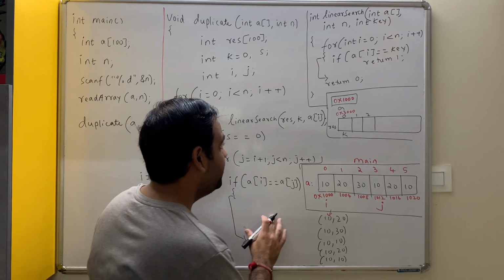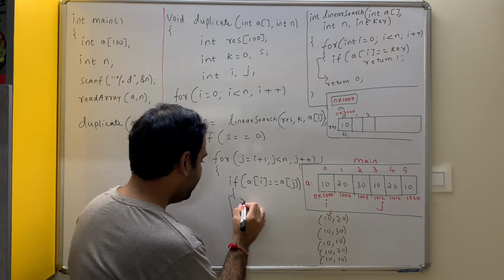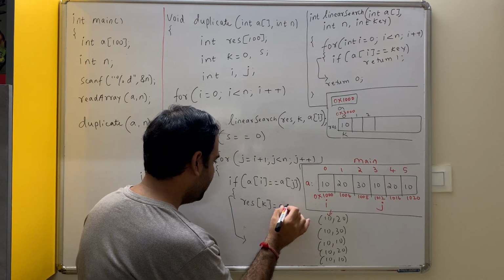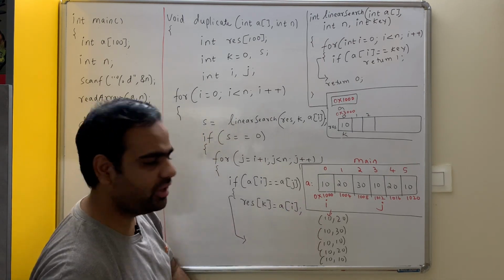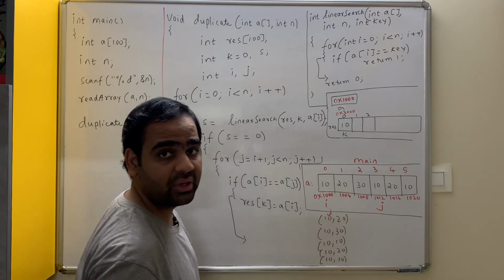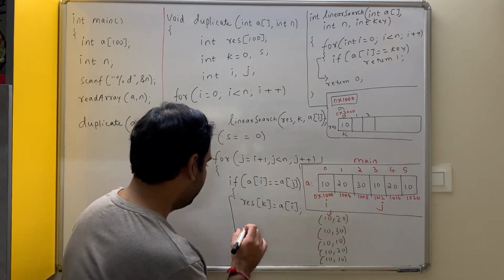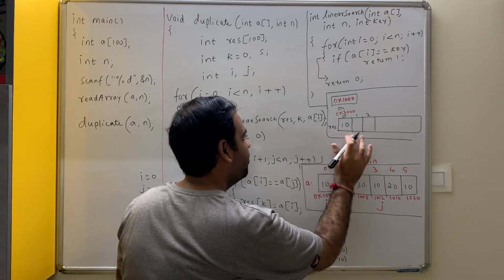And if it is a duplicate element, first I have to write at resultant of k. Hence I say result of k is equal to 10. And how do you get 10? You can say a of I or you can say a of j. Let me say a of I. That means you have written 10. Now next time where you want to write? You want to write at index 1. Therefore I say k plus plus. Hence the value of k will become 1.